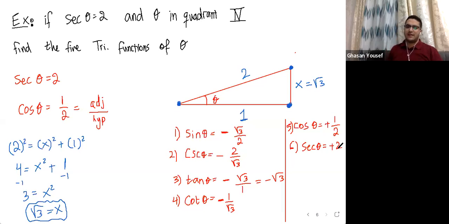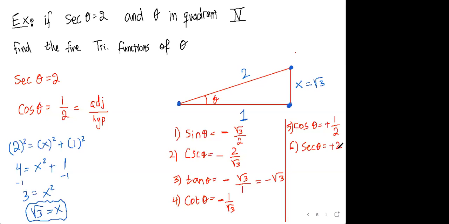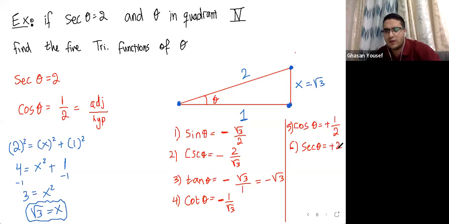So we find the 6 trigonometric functions of theta. That's it. Wait, how did we find square root of 3 again? I don't know why I'm kind of lost today. How do we find x again?